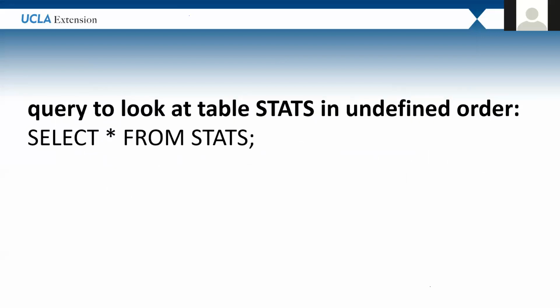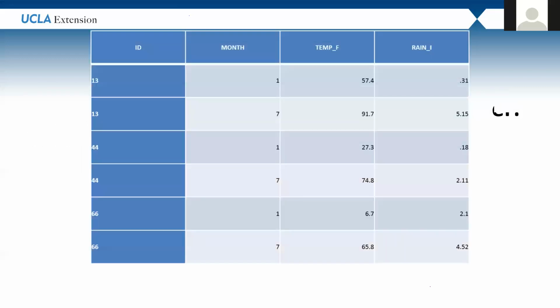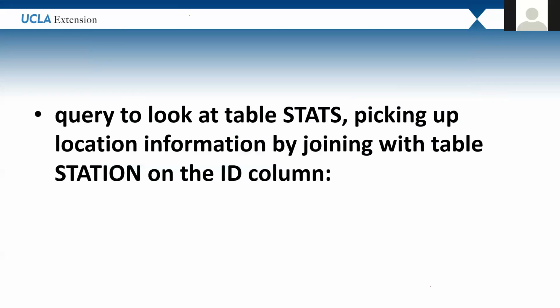Okay, and let's take a look at what's been populated into that stats table. This gives us all the columns from that table, and voila, here we have a new table populated with the information we entered into the insert statement. Let's perform a query to look at the table stats, picking up the location information by joining the table stats with the first table station on the ID column.